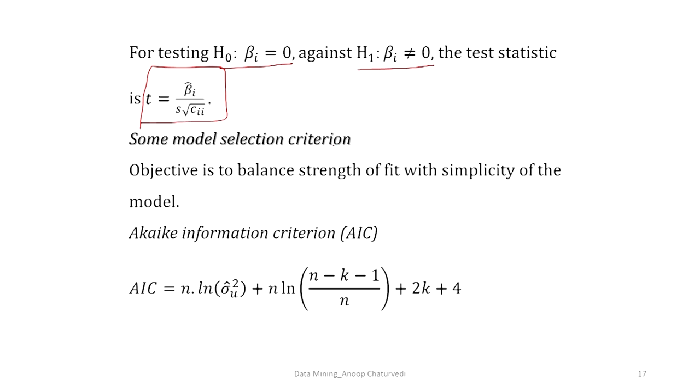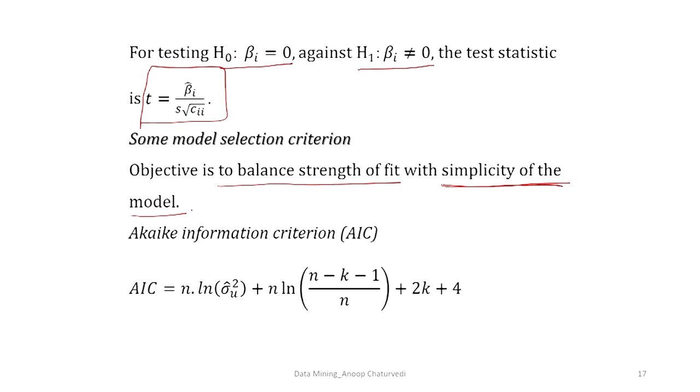Now, we consider some model selection criteria. The objective of defining these model selection criteria is to balance the strength of fit with the simplicity of the model. So, first we consider the Akaike information criterion. Notice that whenever we incorporate a variable in the model as an input variable, it always decreases the error sum of squares and it always increases R square. But then you have to estimate more parameters. So, the model becomes more complicated. So, somewhere you have to compromise between these two things. You also want to make your model as simple as possible. So, in defining all these information criteria, somewhere we penalize the complexity of the model.